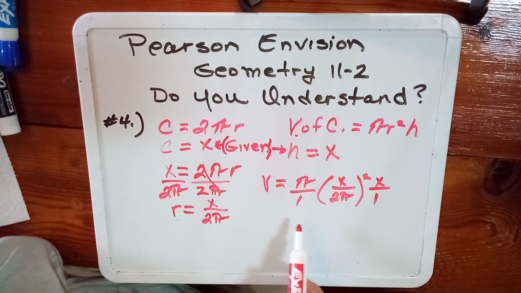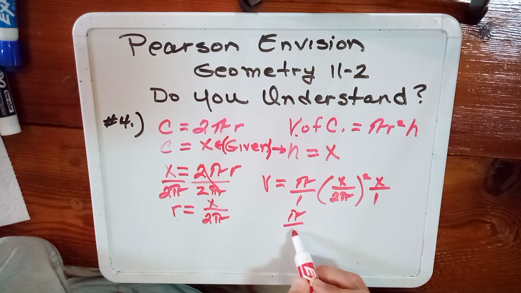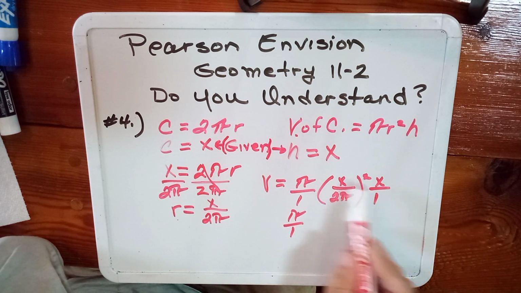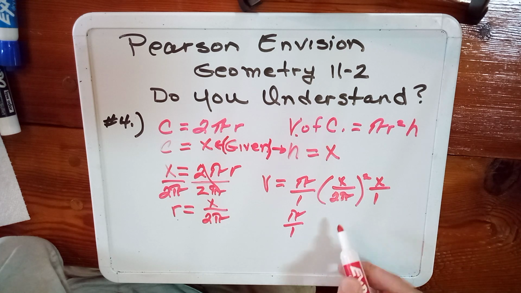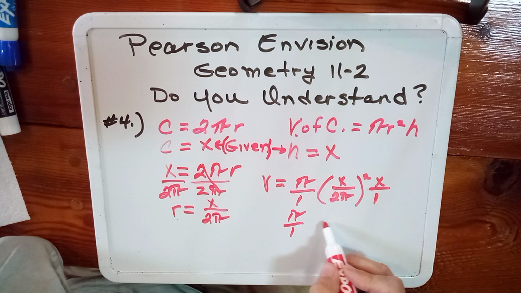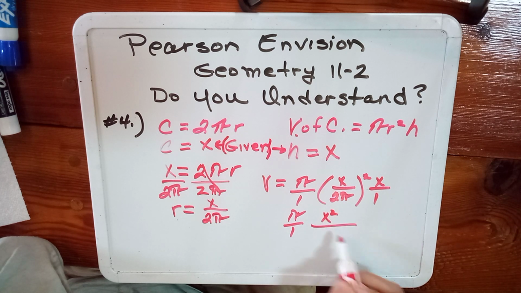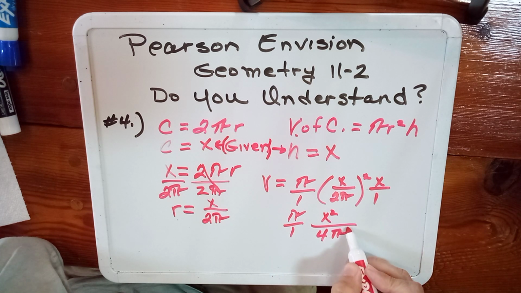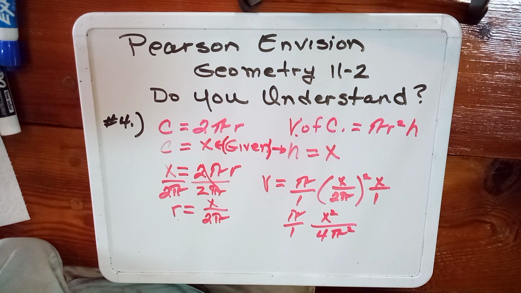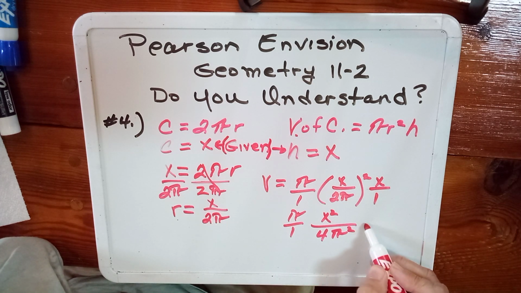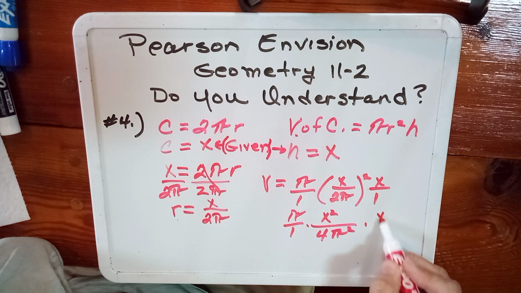Now I need to fully simplify this expression. Pi over 1 can't change that much, but I'm going to go ahead and square this right here. Squaring all this, x becomes x squared, 2 squared is 4, and we leave pi as pi squared. And we still have x over 1.